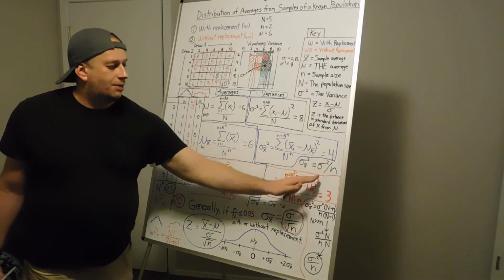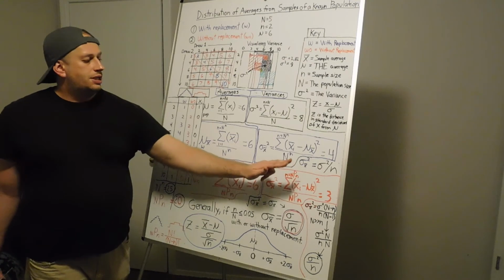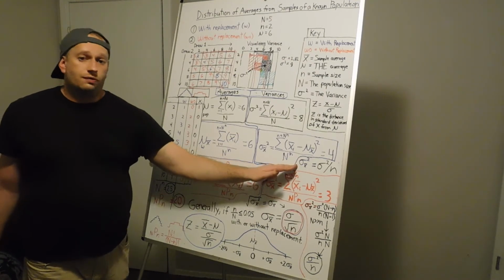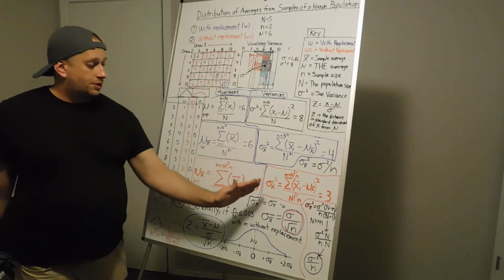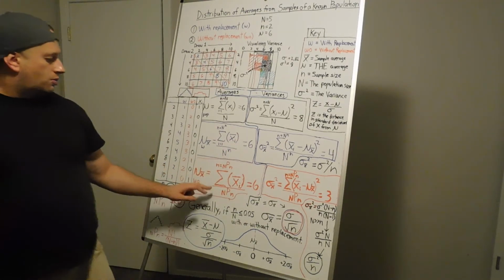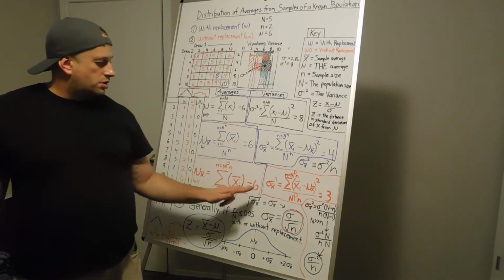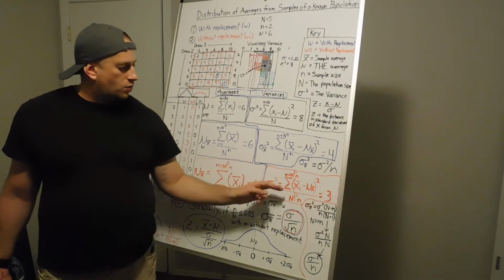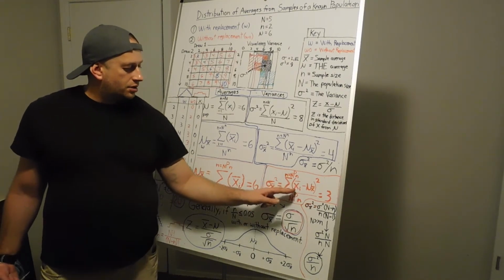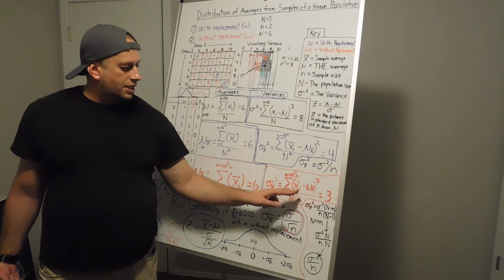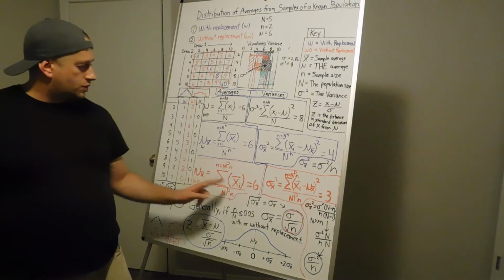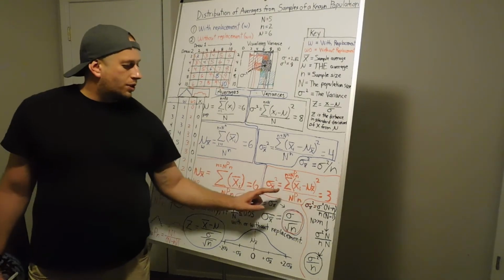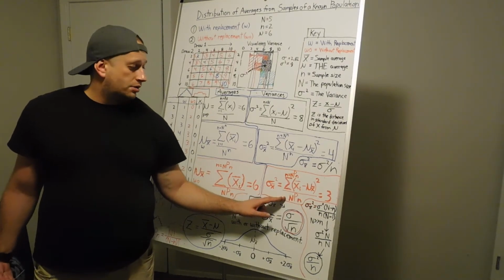Sigma squared divided by n, that's going to be the variance of the average with replacement. Without replacement, though, it's a little bit different. When we do the math, we get 6, but here we take each average, and then we subtract the average of the averages, which is 6. We square it, but we're dividing by a different denominator.